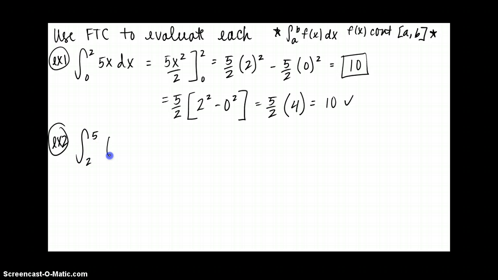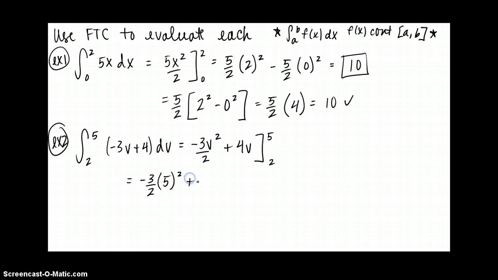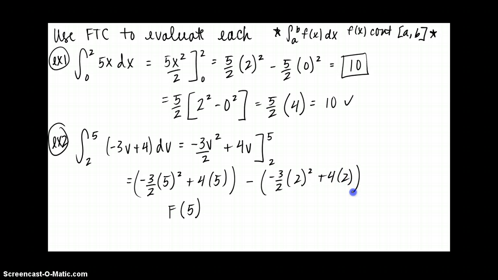From 2 to 5, negative 3v plus 4 dv. So the antiderivative: add 1 to the exponent, divide by the new exponent, plus 4v. Okay, so negative 3/2, 5 squared, plus 4 times 5. So that's 5 plugged into the antiderivative, minus negative 3/2, 2 squared, plus 4 times 2.